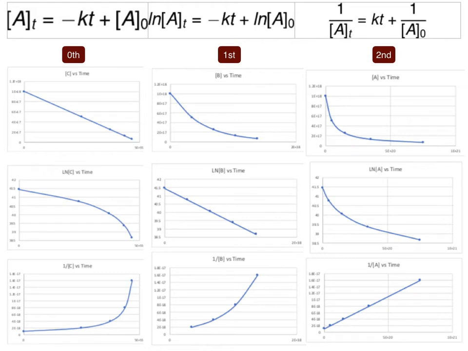Now, with these graphs, if we apply the form of the integrated rate law equation to the correct order of reaction, we will get the form of a linear equation on our graph. Notice how for a zeroth order function, only concentration versus time will give the form of a straight line. But for a first order function, only the natural log of the concentration versus time will give the form of a straight line. And for a second order function, only the reciprocal of concentration versus time will give the form of a straight line.